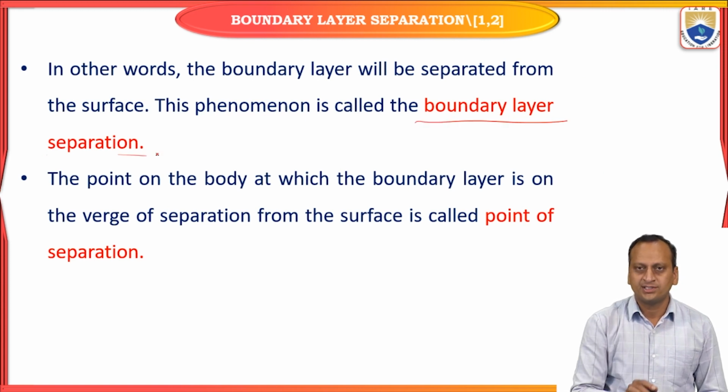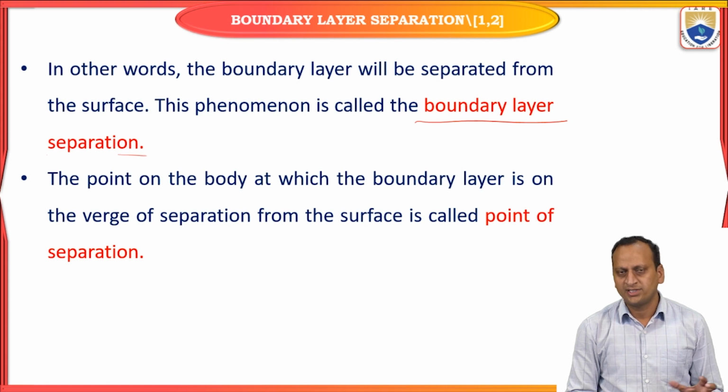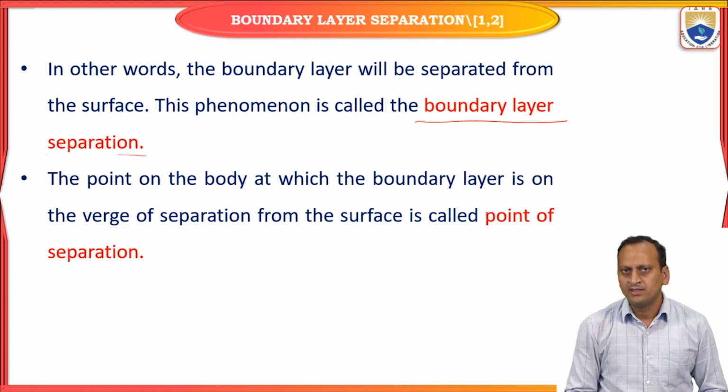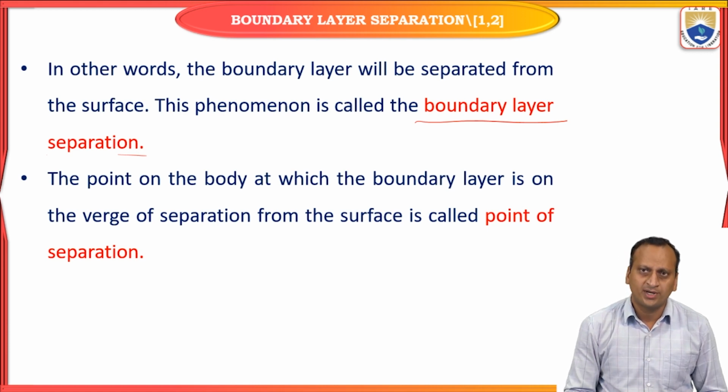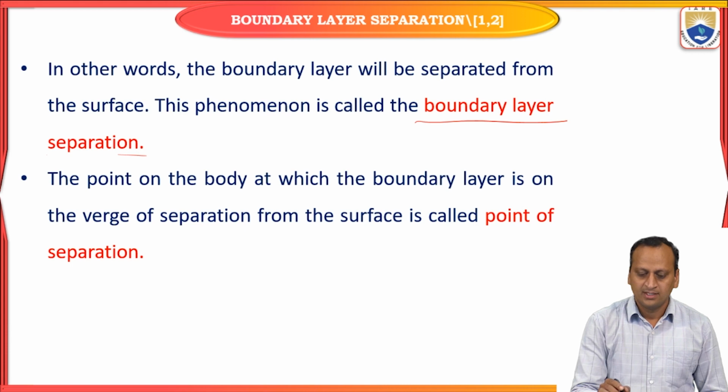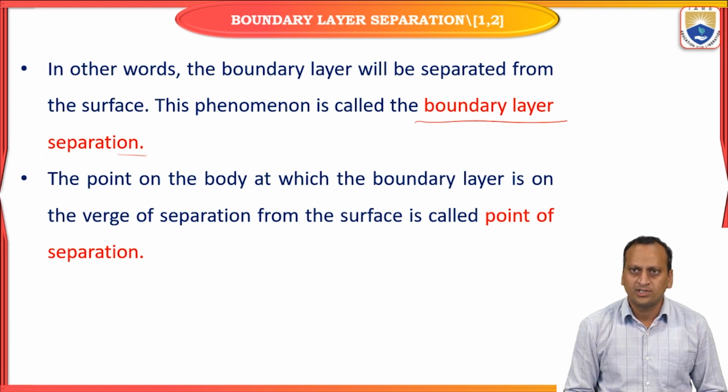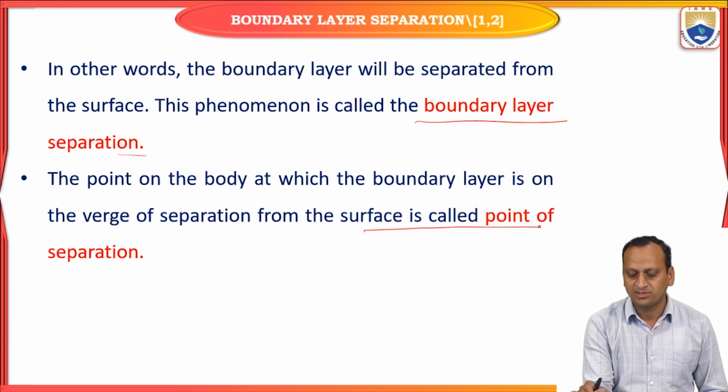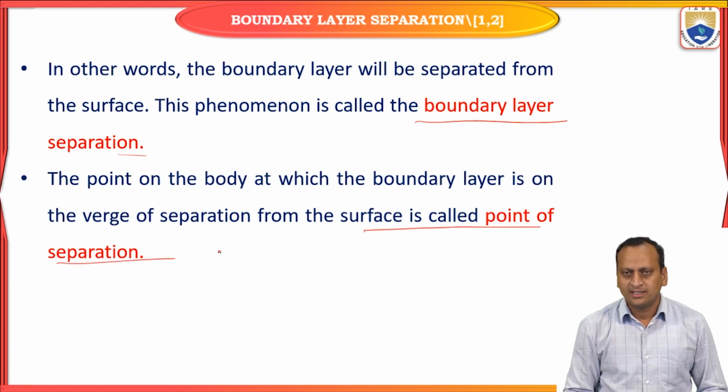Whenever the velocity is increased, the pressure decreases and the thickness reduces, but if at some place the velocity becomes 0, then at that stage the boundary layer needs to separate from the solid surface. That point is known as the boundary layer separation. The point on the body at which the boundary layer is on the verge of separation from the surface is called the point of separation. The point of separation means that at that point it starts leaving the solid body.